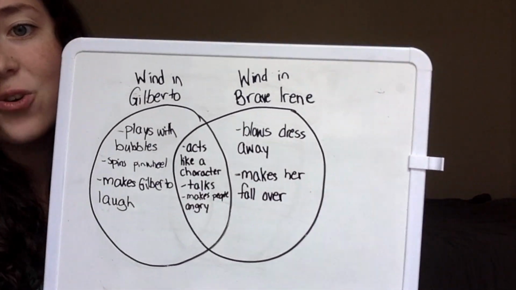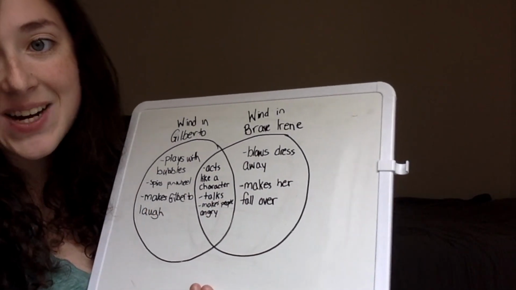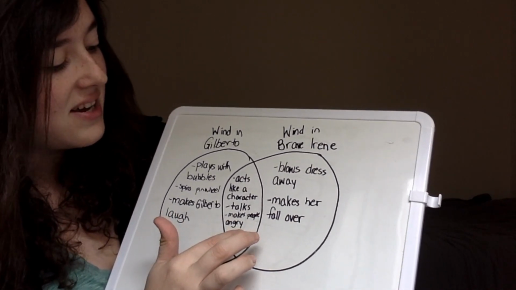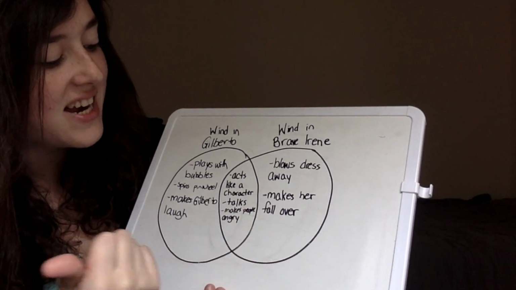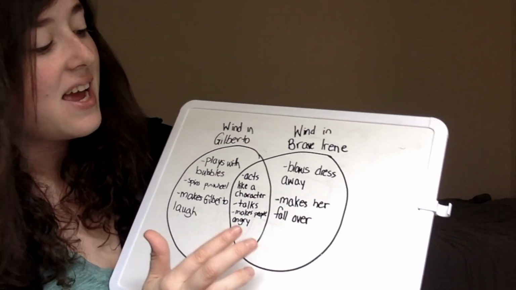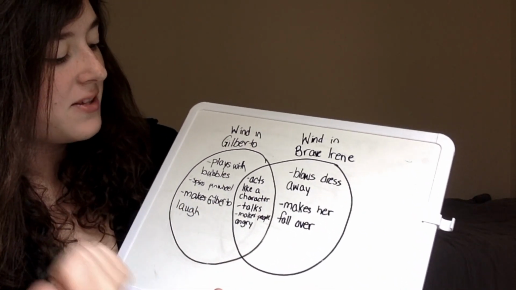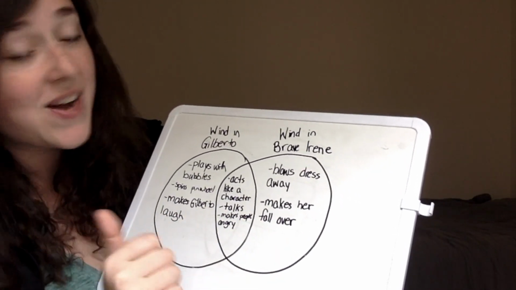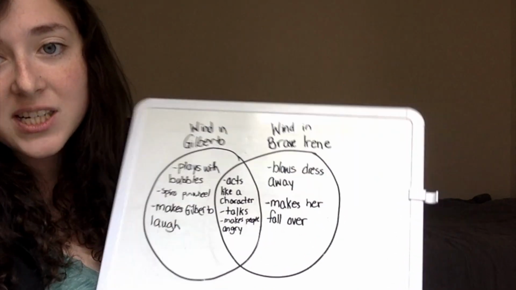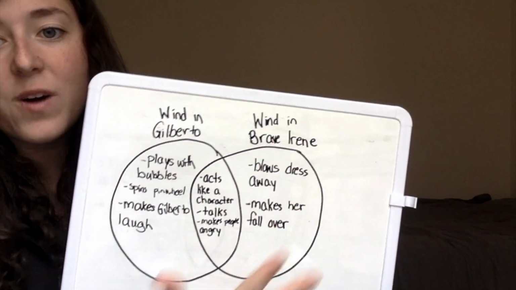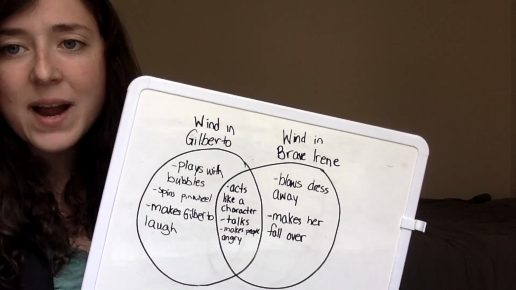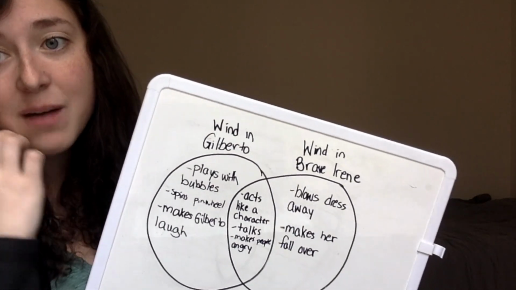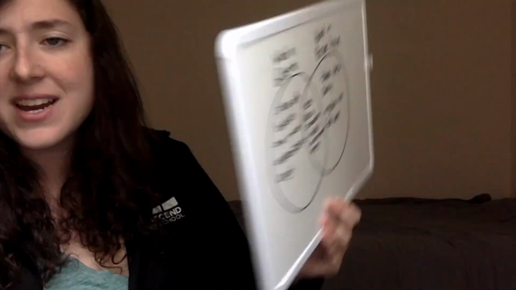Really nice job, Kipsters. Okay, so now looking at my beautiful Venn diagram, I've got things that are the same. In both books, the wind acts like a character, it talks, and it makes people angry. In Gilberto, the wind plays with bubbles, it spins the pinwheel, and it makes Gilberto laugh. And in Brave Irene, the wind blows the dress away, and it makes her fall over. So now I've got my Venn diagram so that in one place I can just look at this and know right away what's the same and what's different about the wind in Gilberto and the Wind and Brave Irene. Thank you so much, Kipsters. Wow, really great work helping me make another Venn diagram.